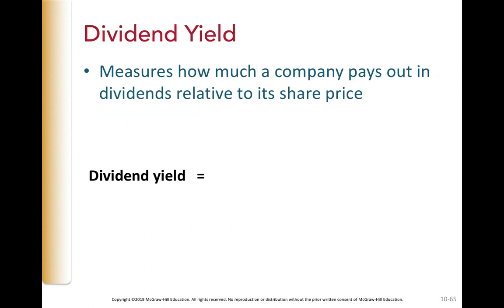Dividend yield measures how much a company pays out in dividends relative to its share price. To calculate dividend yield, you take dividends per share divided by stock price.